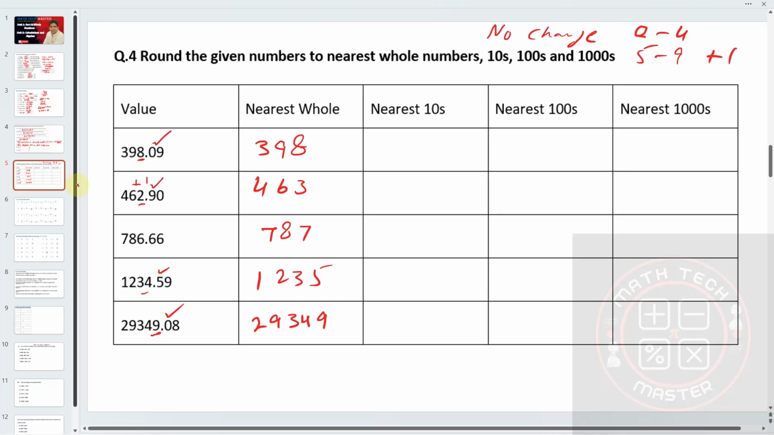But here the most important point, we have to skip the decimal part. We will skip the decimal part of the number and after that we have to write down the rest of the whole number.